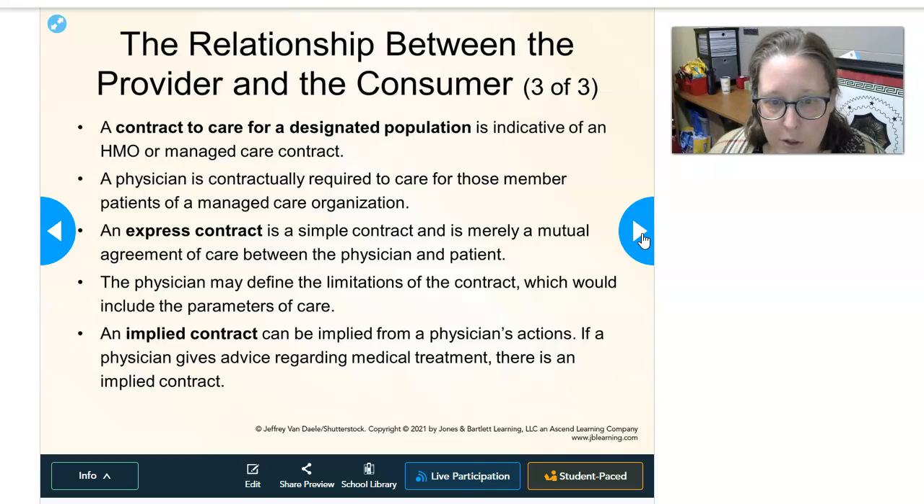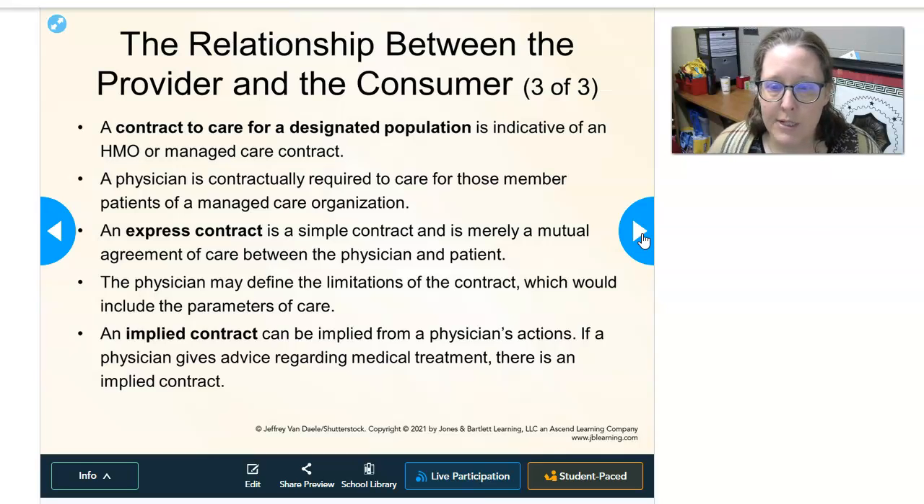Again, an express contract is a simple contract, merely a mutual agreement of care between a physician and a patient. The physician could define the limitations of the contract, which could include parameters of care. So it could be an extended contract, especially between you and your primary care provider. You establish that contract when you first go see them, and a lot of times we don't read through them.